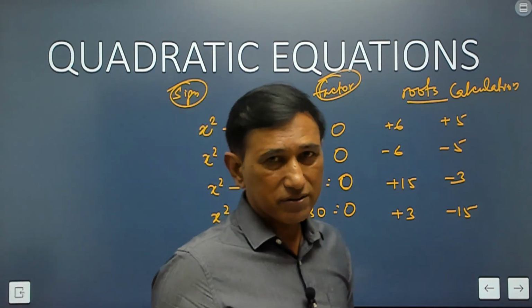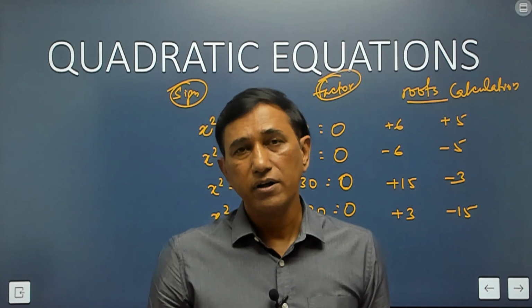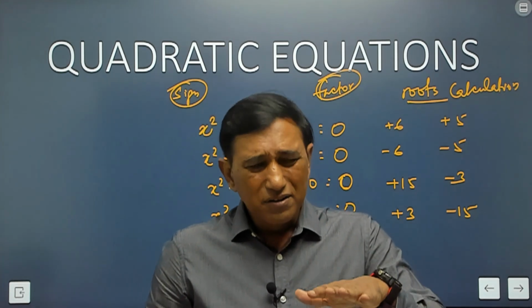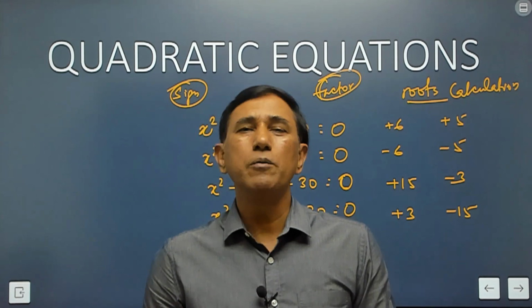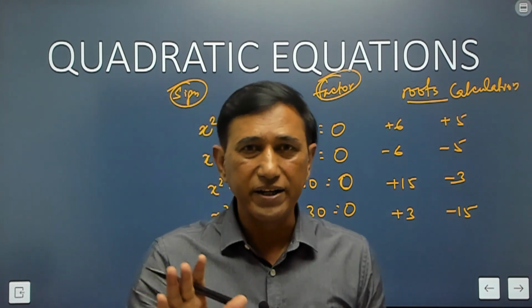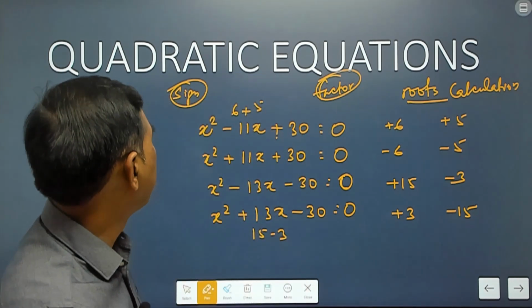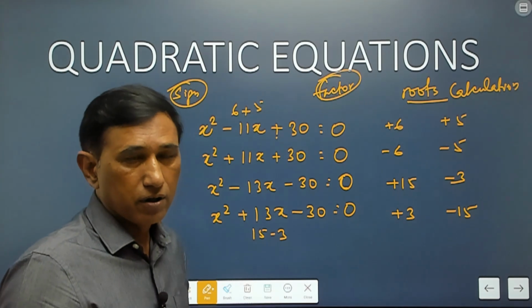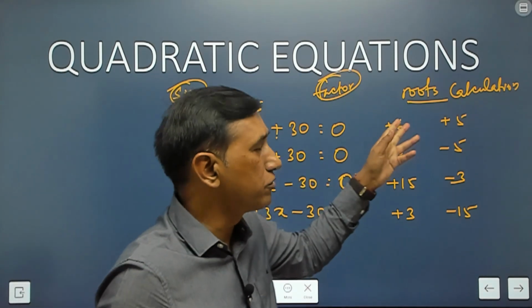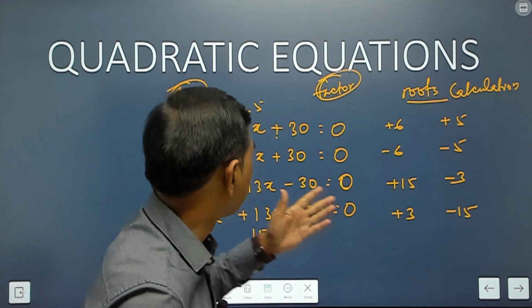These are two basic things which, if you know, you will be able to do 70 to 80% of the questions very easily. Now let's go to the questions. How to find the roots of difficult numbers, that we will learn there.